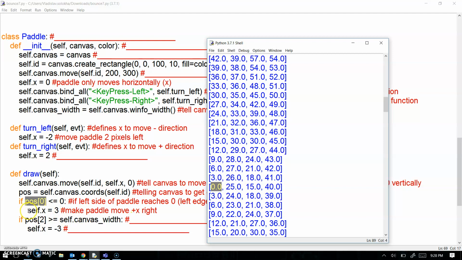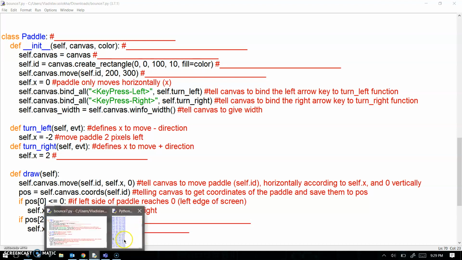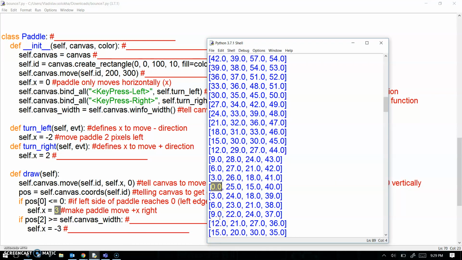Therefore, we told the ball to start moving in a positive direction, because initially it was moving in a negative direction, so the numbers are decreasing, and then it started moving in a positive direction, which means the numbers are increasing. We can also see this happen for the second and the fourth numbers.